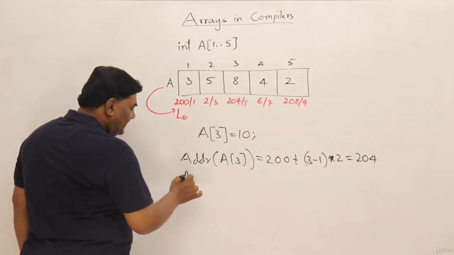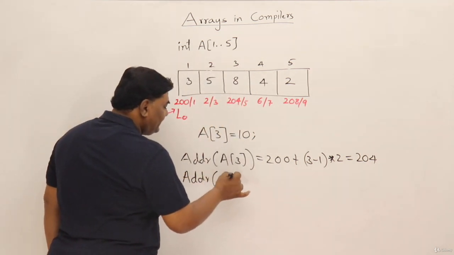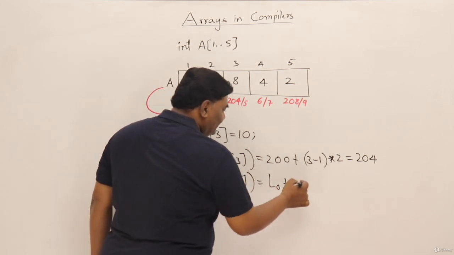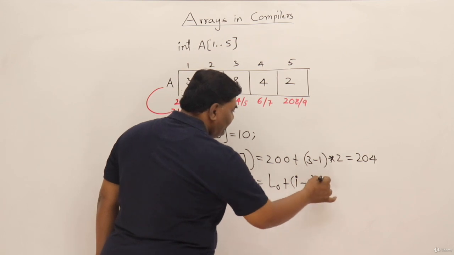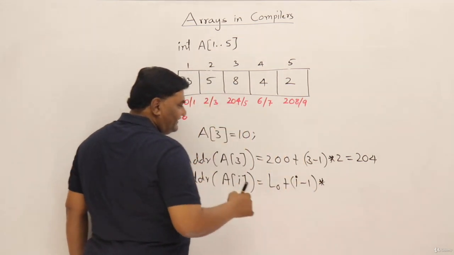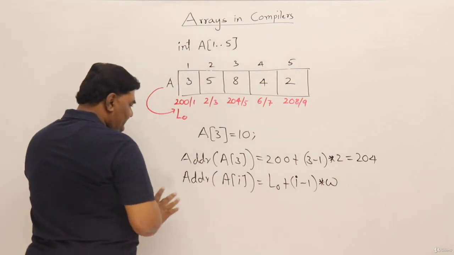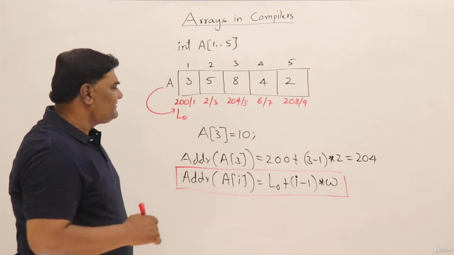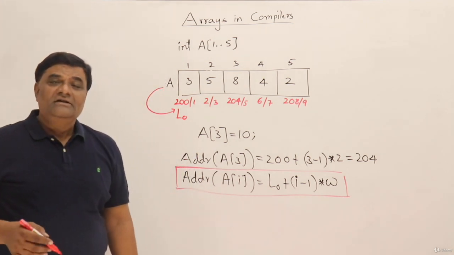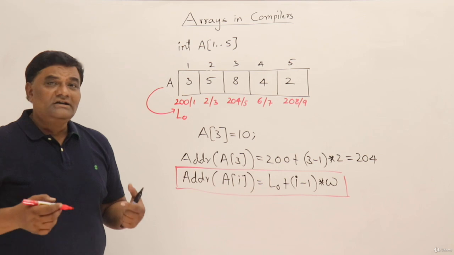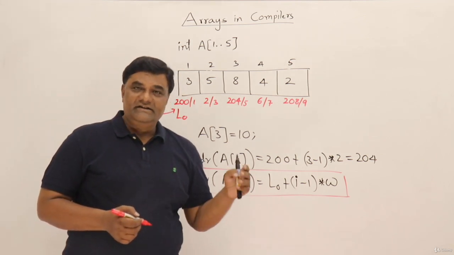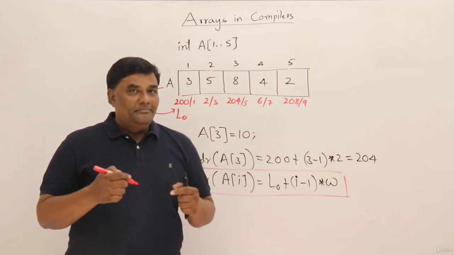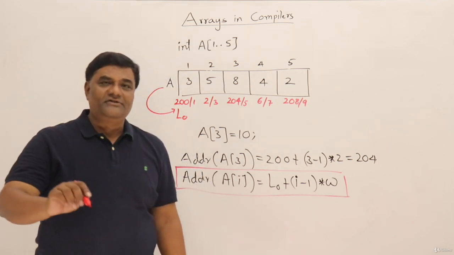So for any index, the address can be obtained by A of I is L0, this is location 0, plus index I minus 1 into W, the word size, that is the data type size. So this is the formula if the indices are starting from 1 onwards. This is not there in C++, but this used to be there in old languages. They used to allow array declaration from any starting index. So a programmer can have an array start from 0 also, or 1 also. But in C++, it is strictly from 0 only.